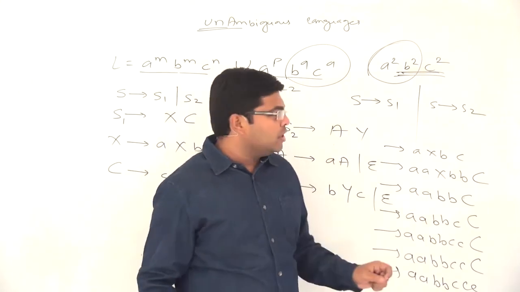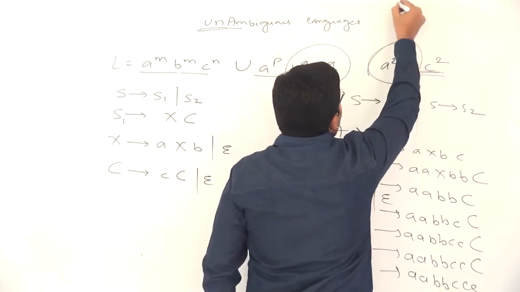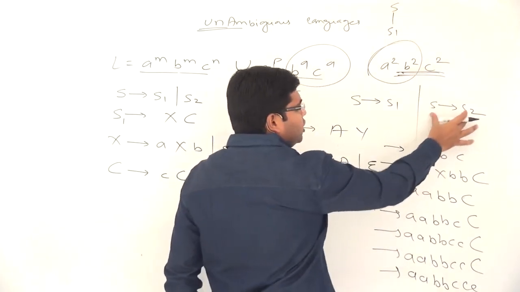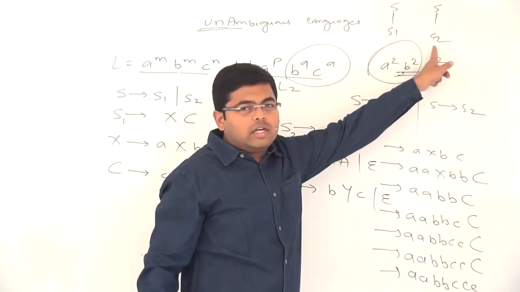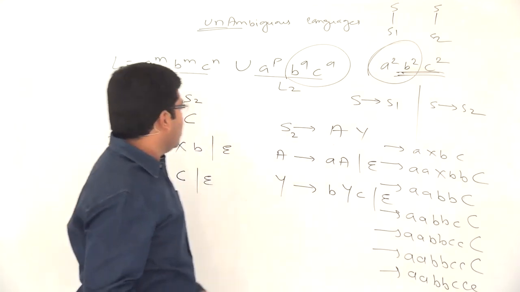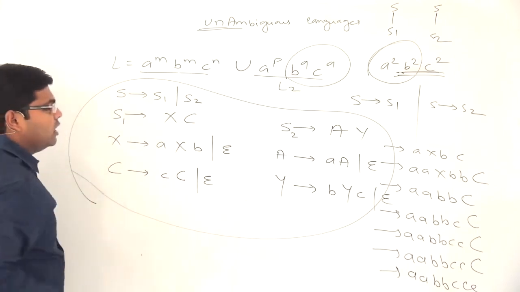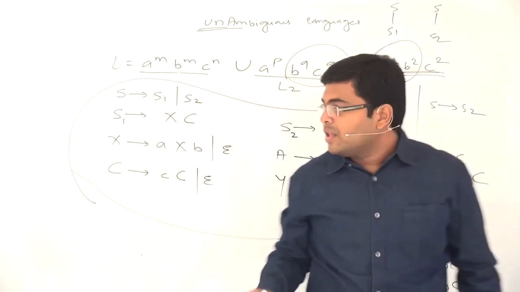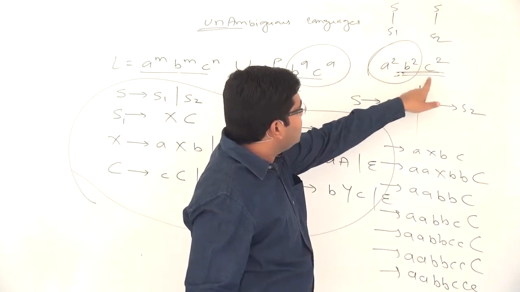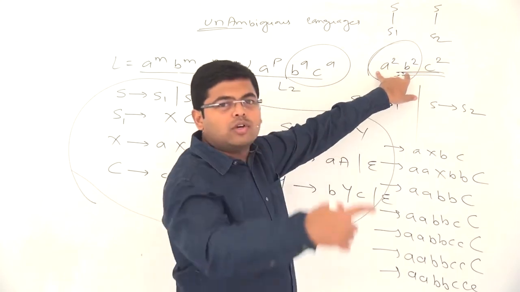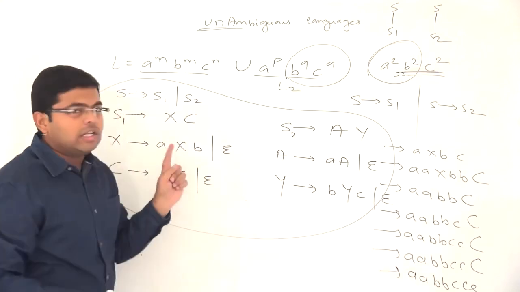S produces S1 and S produces S2 are two different derivations, two different LMDs, two different RMDs. Because if you draw the derivation tree for S produces S1, S will be replaced with S1, and if you draw the derivation tree here, S will be replaced with S2. These two derivation trees cannot be the same, and therefore the grammar that we have written for this language is ambiguous. The proof is very clear. Whenever you have an equal number of A, B and C, it can be generated either from S1 or from S2. Two different derivations are possible, therefore the grammar is ambiguous.